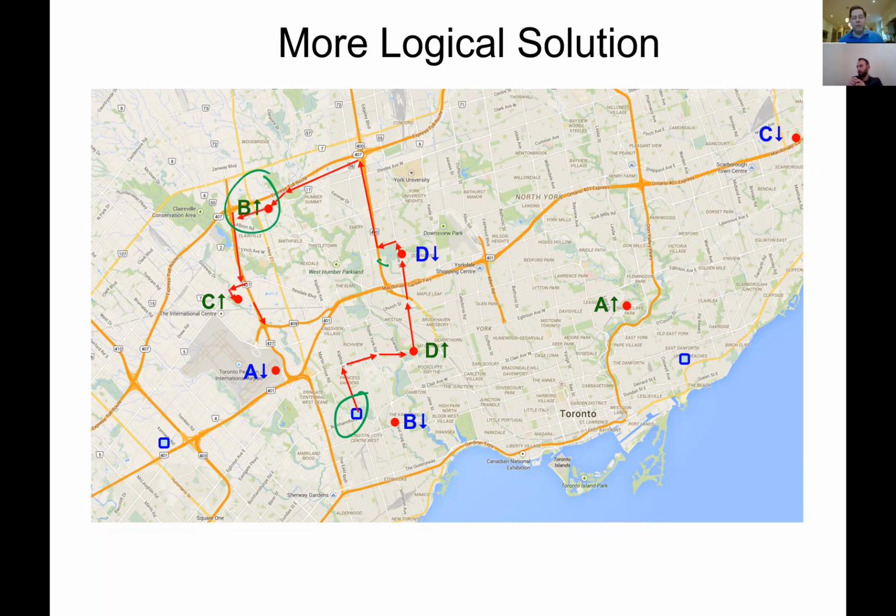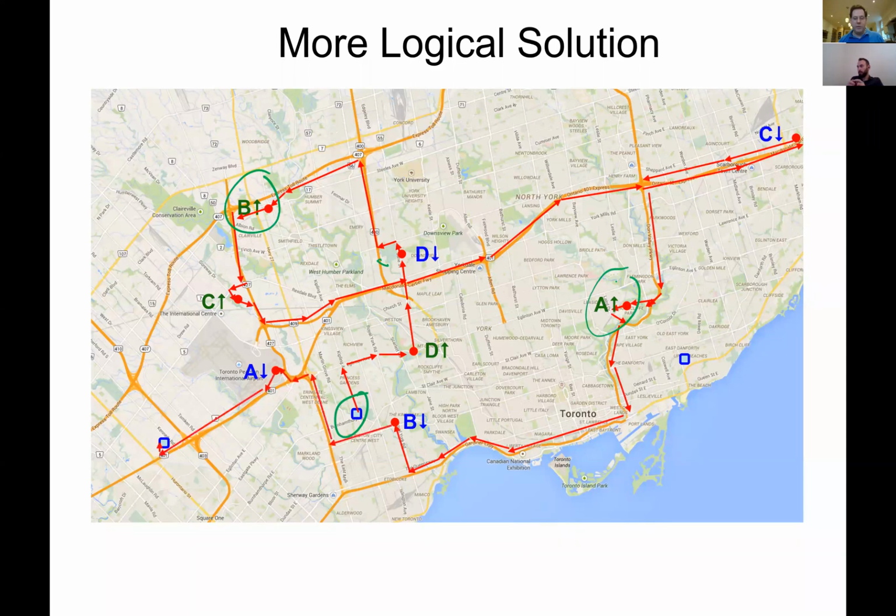Package C's pickup is close, so I'll pick it up as well on the way. And now I can go drop off C, drop off A, or no, pick up A, because I'm actually pretty close to the pickup for A, so I'm going to pick it up. And then I can go back and drop off B and drop off A and go to a different depot. And this solution is already a lot less travel than the one that I just showed you.